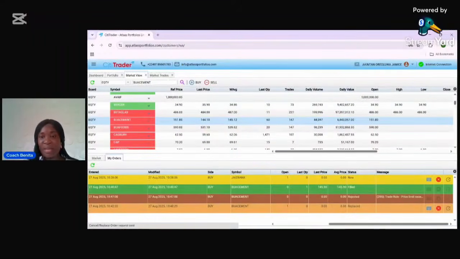I'm liking it that we have different colors here, showing us that this yellow is a pending order, the green is a filled order, the deep brown is a rejected order, the light brown is a replaced order.